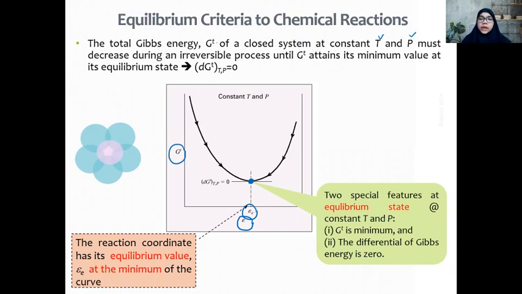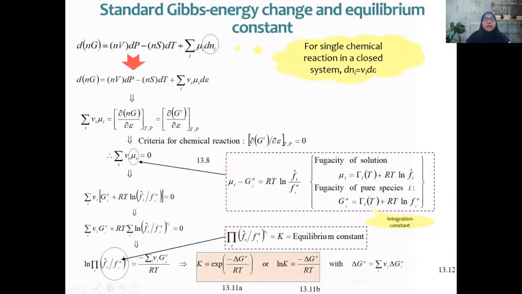Next, we're going to learn how we can determine the equilibrium of the reaction coordinate, because this minimum value of GT gives us the equilibrium state or equilibrium condition. Okay, from the correlation of the standard Gibbs energy change to the equilibrium constant, and also introducing the composition by introducing the chemical potential into this expression, we can obtain this expression.